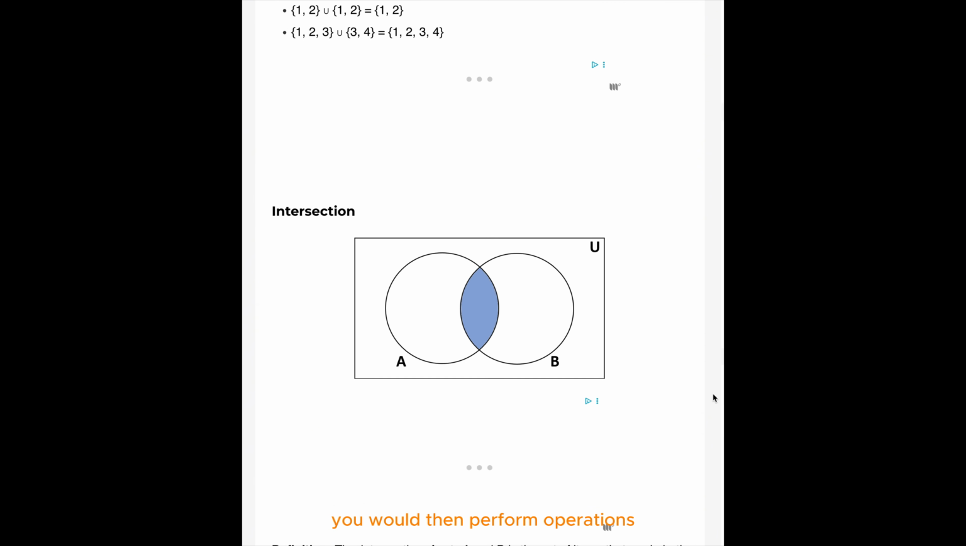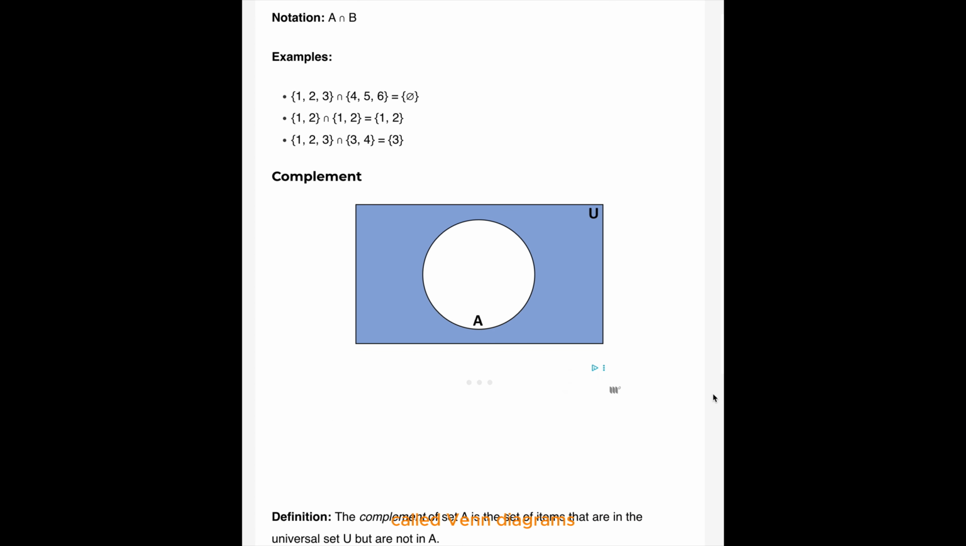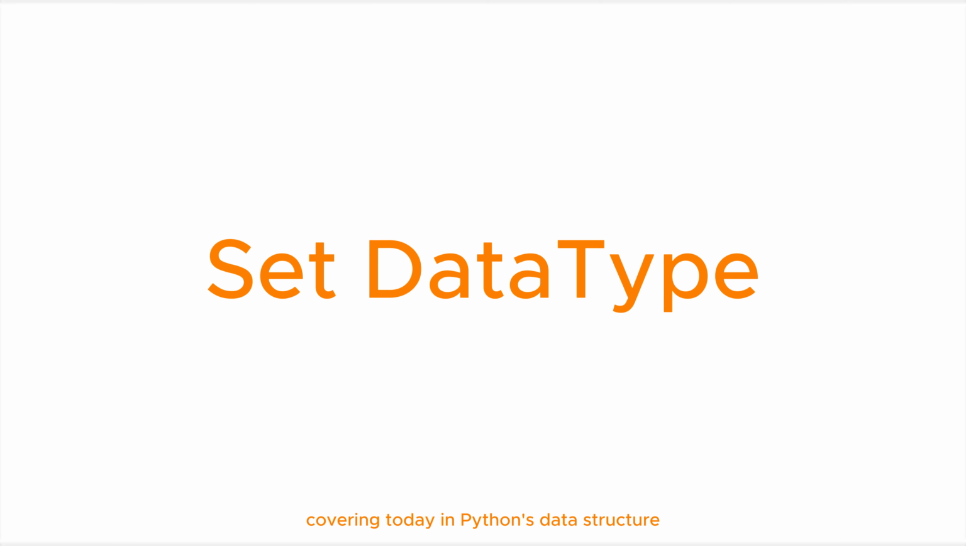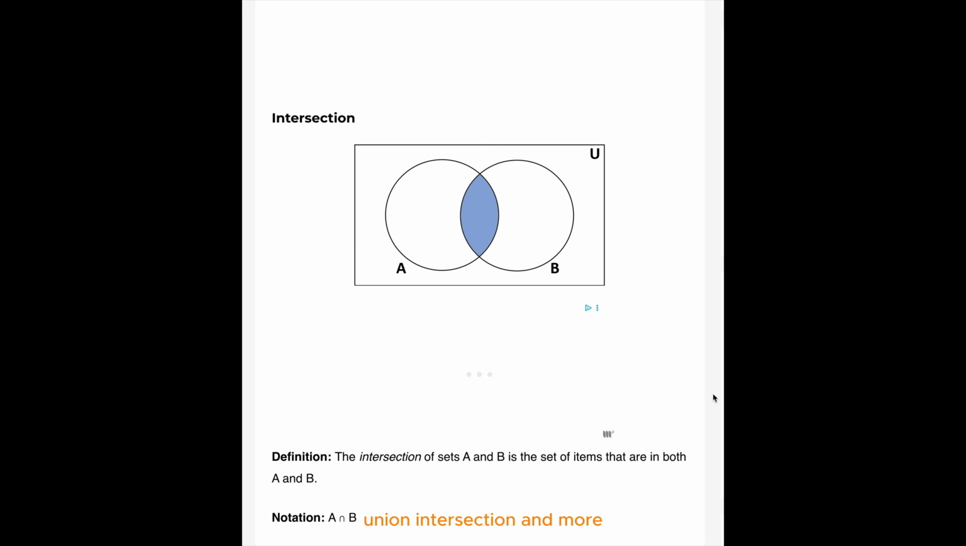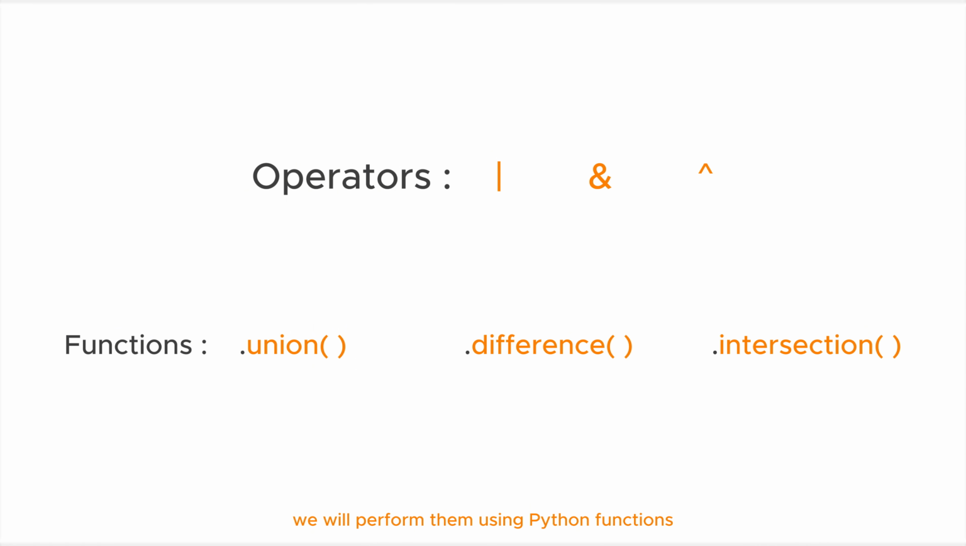You would then perform operations like union and intersection, and we would often draw circle diagrams called Venn diagrams to visualize what was happening. Well, the topic we are covering today in Python's data structure is the exact same concept. Today we are going to learn about one of Python's most powerful data types, called a set. You will see how we can perform those same operations we learned in school, union, intersection, and more. But this time, we will perform them using Python functions. And we will discuss the important role that sets play in the world of programming.